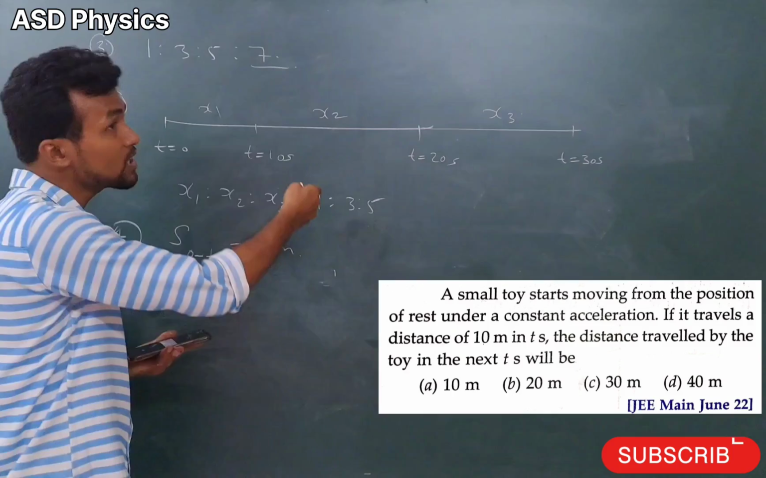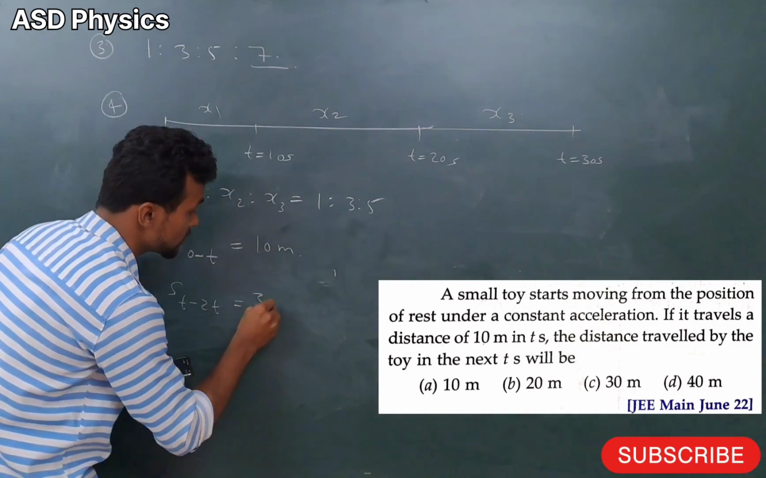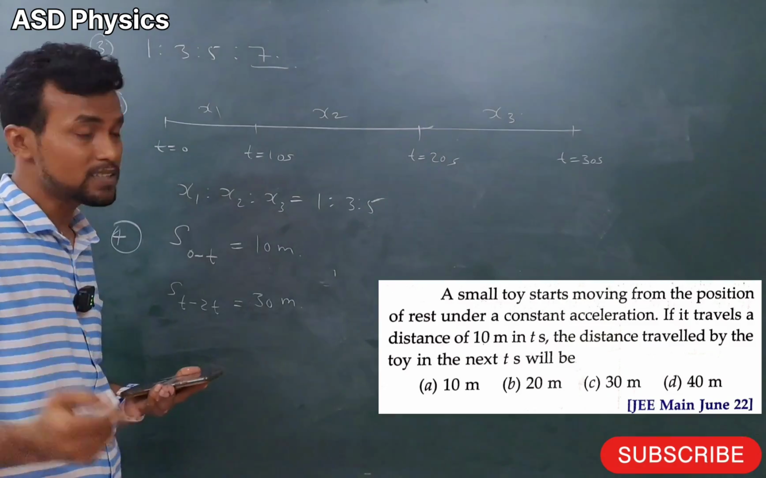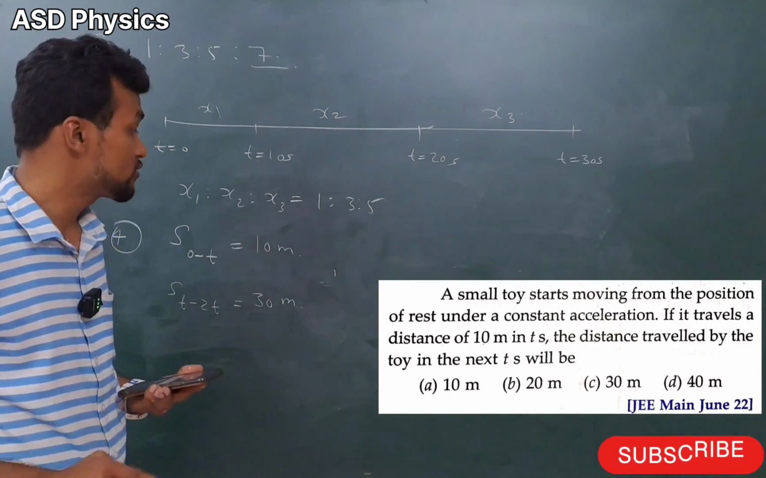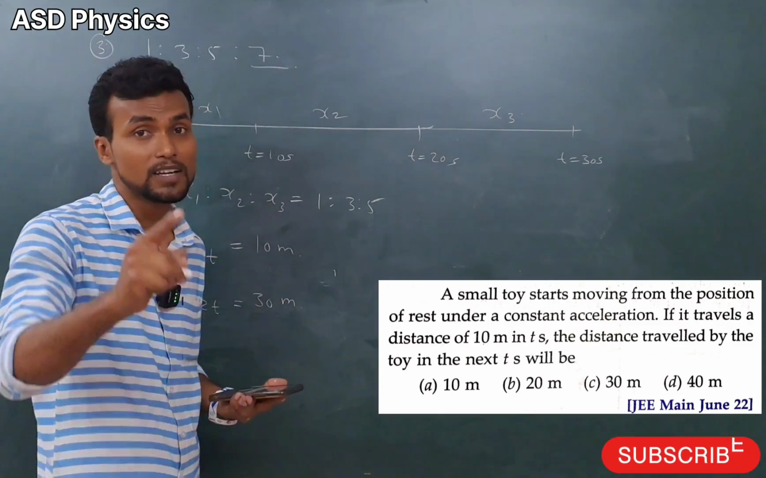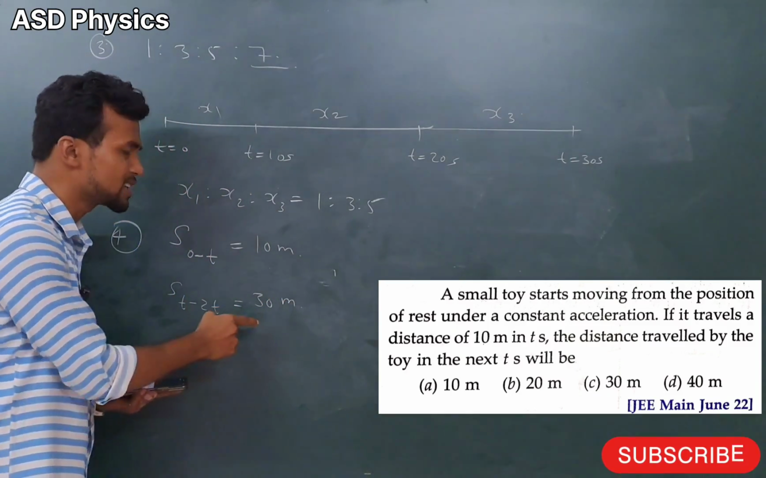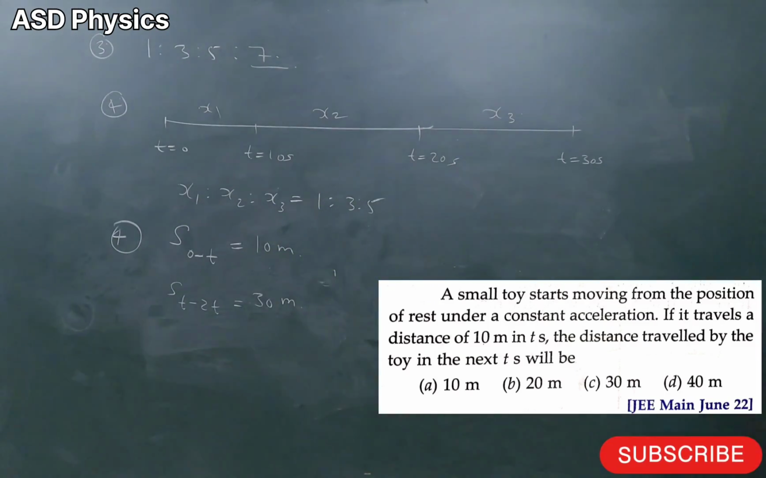T to 2t. We know 1:3:5. So if this is 10 meters, the next one will be 30 meters. Correct? If they ask one more, 2t to 3t, then what will the answer be? Yes, guess. 10, 30, next one 50 meters, 70 meters, like this. So here the answer will be 30 meters. A direct, straightforward question. Okay, my dear students, now after that, we'll go to the next one.